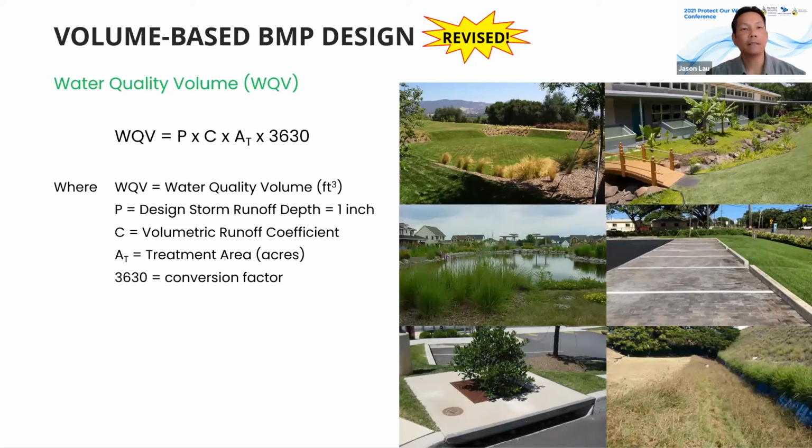And the sizing, so this equation is the same. So for volume-based BMPs, the water quality volume uses the same equation. It has that 1-inch design storm, which is based on the 85th percentile storm. Okay, equation is the same. The only difference is, because now that we're focusing only on impervious surfaces, this actual treatment area is a lot less. Okay, but to offset that, because it is impervious surfaces, the volumetric runoff coefficient is a lot higher. So for impervious surfaces, that C factor is going to be 0.95. Okay, so the treatment area is smaller, but your C factor is higher.